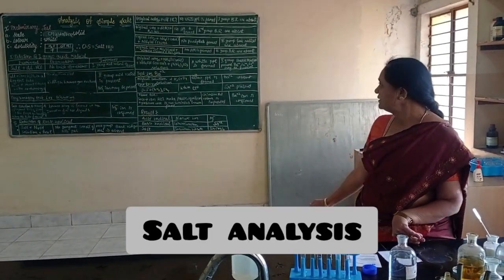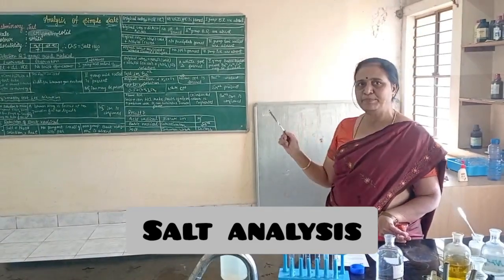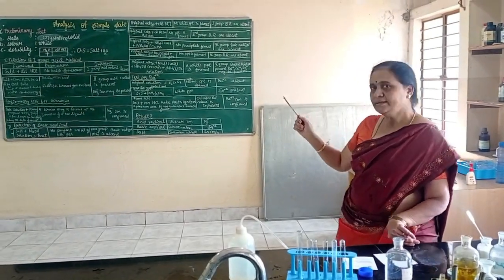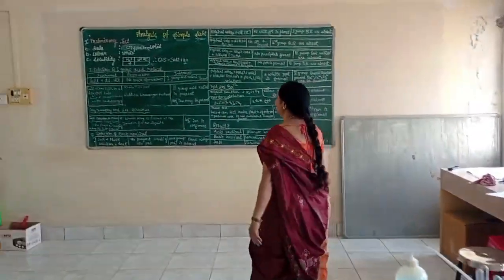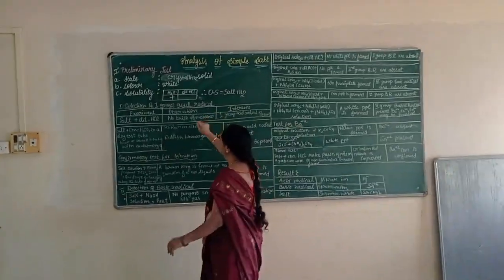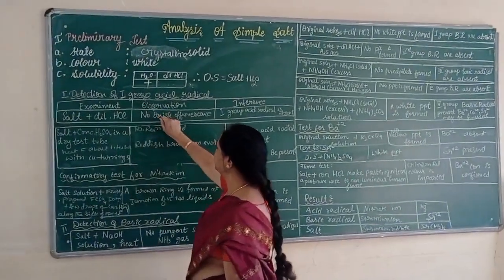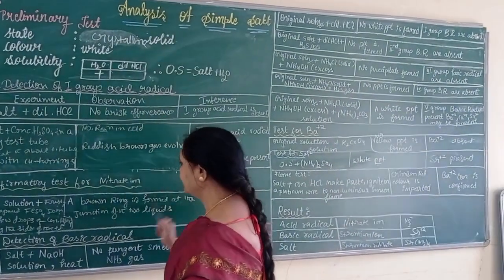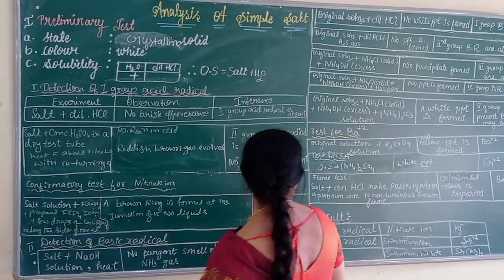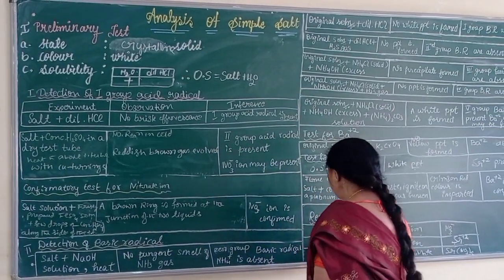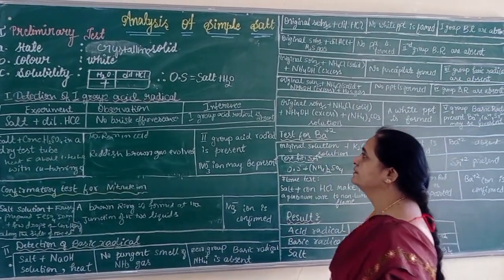Today's experiment is analysis of simple salt. It can be done in 3 steps. First step, preliminary test. Second step, detection of acid radical. Third step, detection of basic radical. Then finally we have to report the salt.